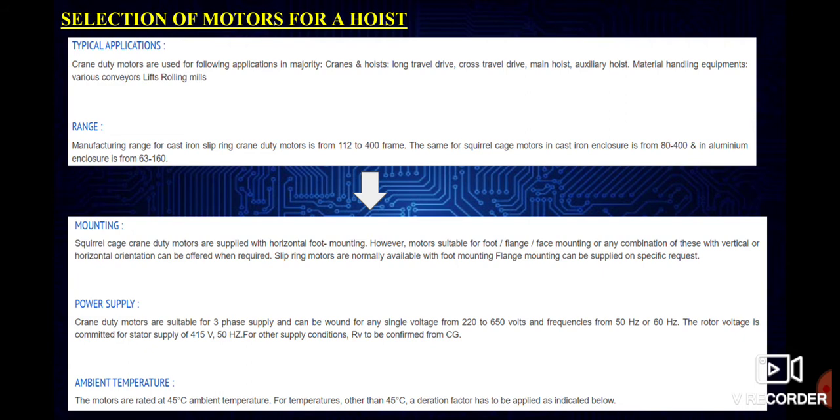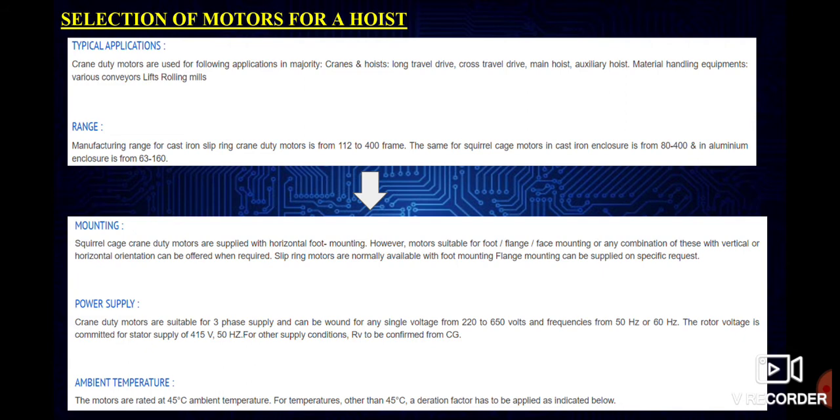For mounting, the squirrel cage crane duty motors are supplied with horizontal foot mounting. However, motors are basically suitable for foot, flange, face mounting, or any combination of these with vertical or horizontal orientation, and this can be offered when required. And slip ring motors are normally available with foot mounting.